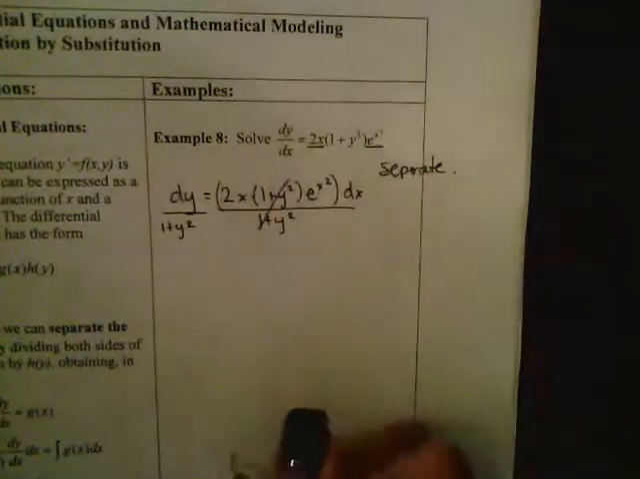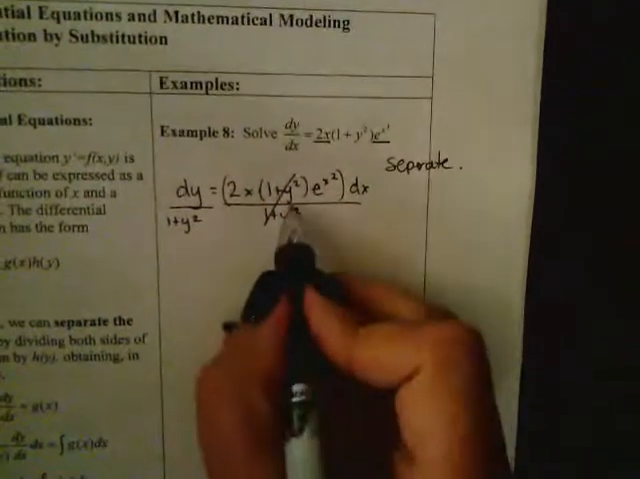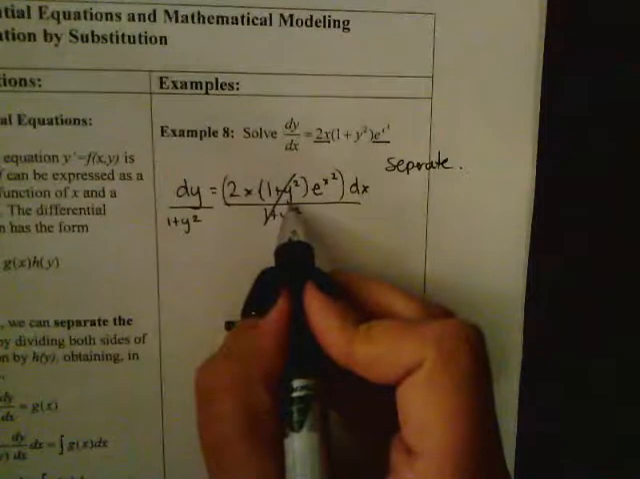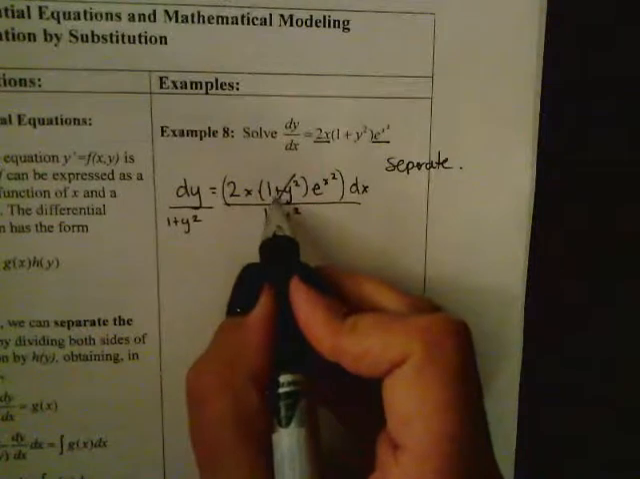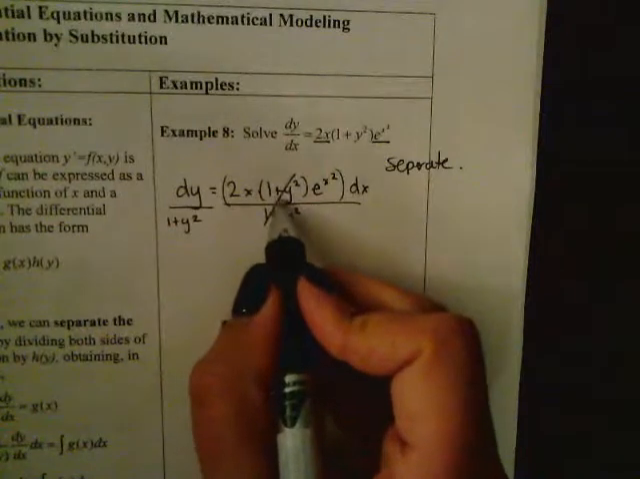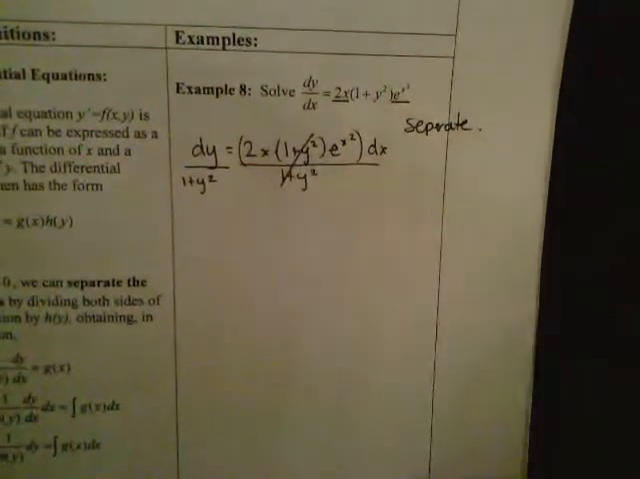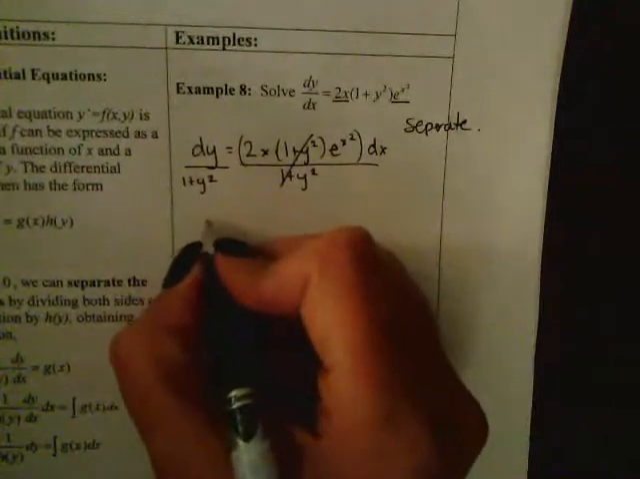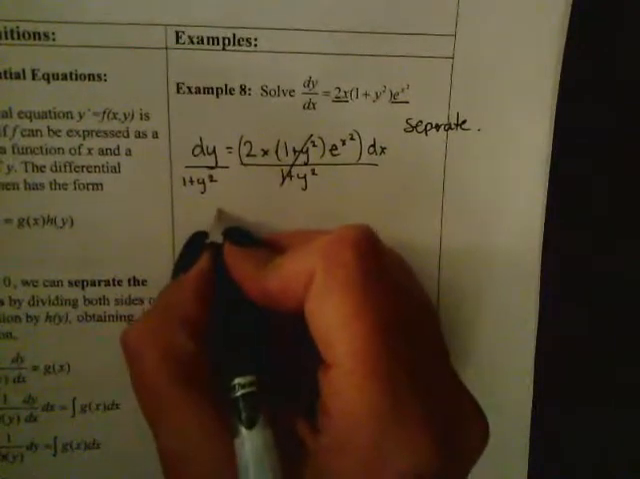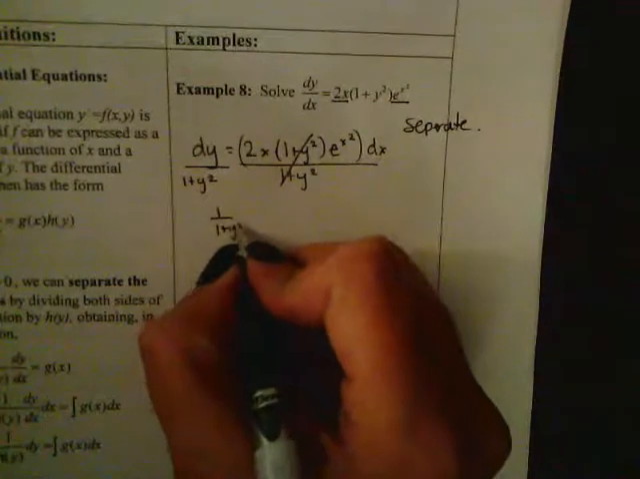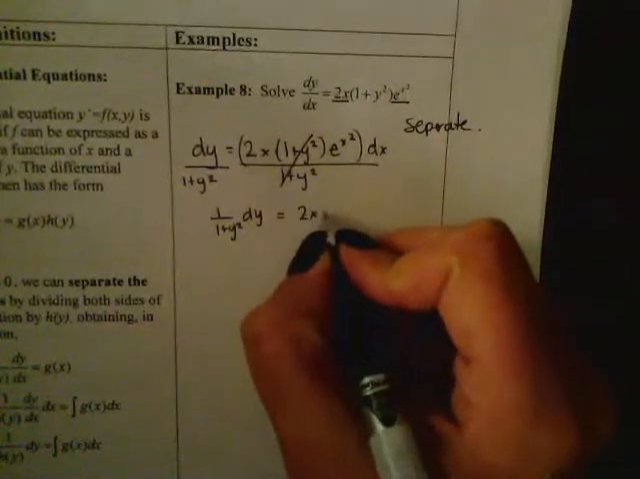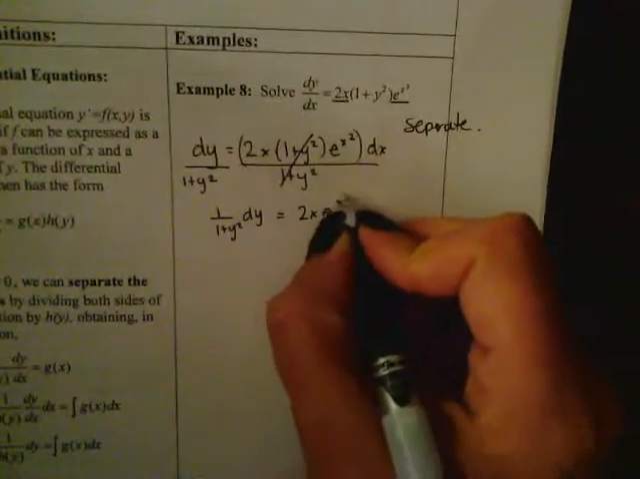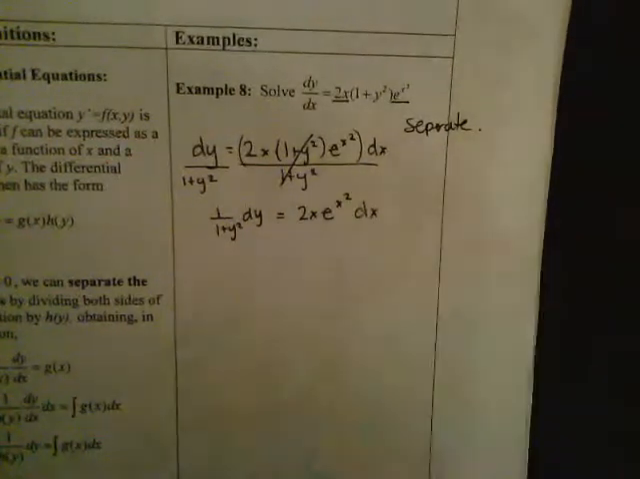So the 1 plus y squared is gone. I can't divide by y squared by itself because there's a plus right there. If there was no plus, then I could have just divided by y squared. So now we end up with 1 over 1 plus y squared dy equals 2x e to the x squared dx.